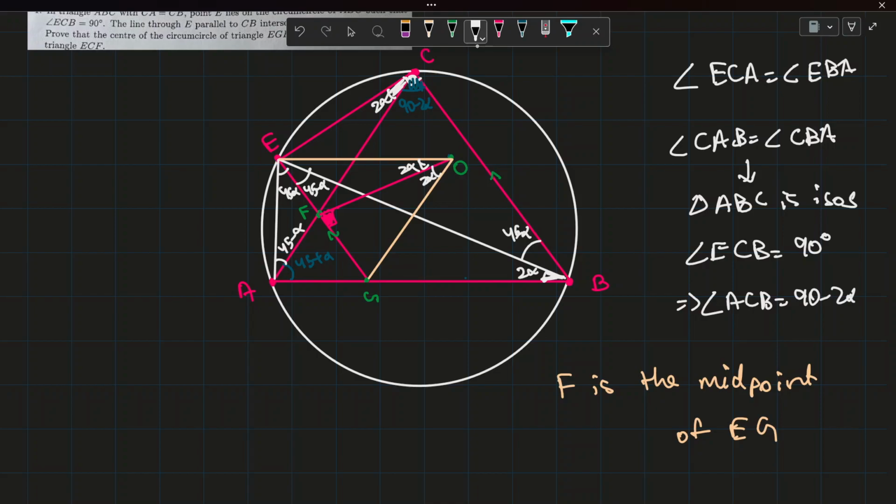And now notice what happens in these angles. EOF and ECF, both of them become equal to 2 alpha, and hence by angles in the same segment we know that O lies on the circle of EFC. So we get that EFOC are cyclic, and this is what we needed to prove in the problem.